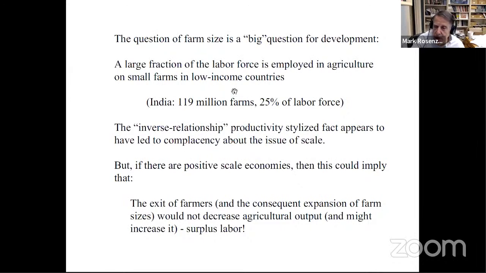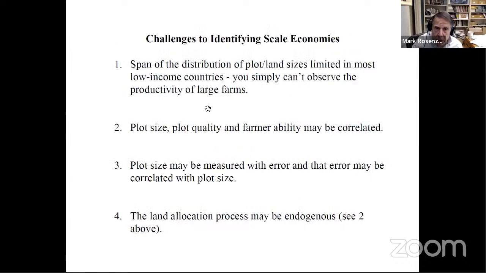A large fraction of the labor force in low-income countries works in agriculture. It's 25% of the labor force in India. There's 119 million farms the last time I looked at the data. Okay. And this inverse relationship has led, obviously, to complacency about the existence of so many small farms and the consistent increase in the number of farmers in India. Okay, but on the other hand, if there are positive scale economies, this is a big problem.